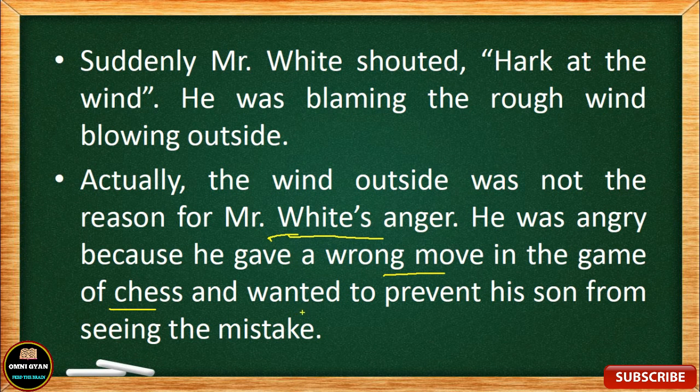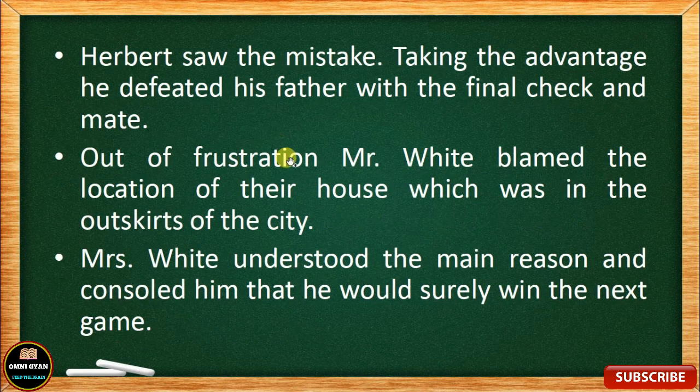He started becoming angry at the wind just because he wanted to prevent his son from seeing that mistake. He did not want his son to see the wrong move that he gave, so he wanted to divert his attention to the wind. So Mr. White is very clever also, that he did not want his son to see the mistake that he had committed by giving that wrong move. So he shouted at the wind.